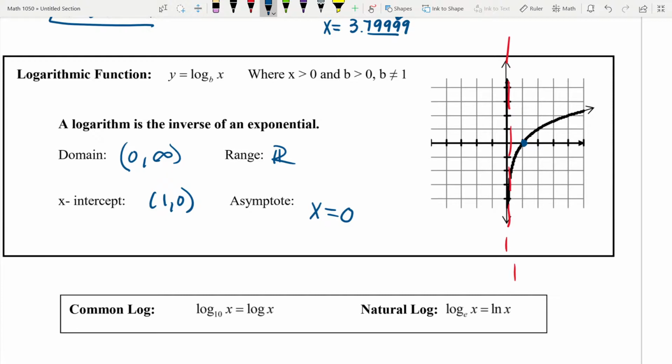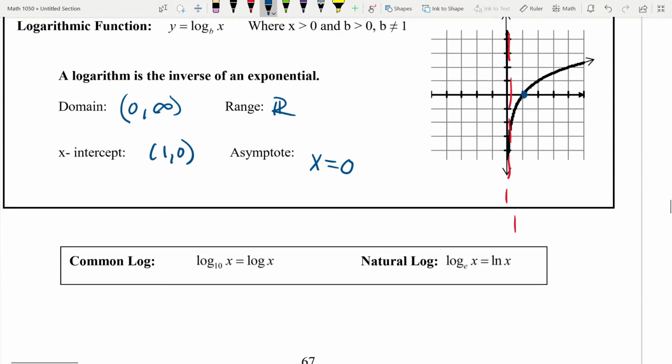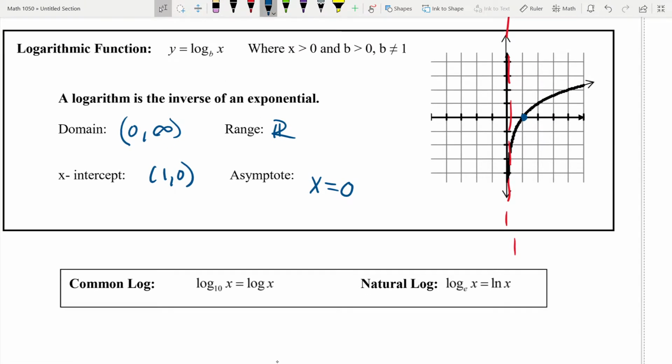Sometimes, listen to this awesome trick. Sometimes people get confused about asymptotes. So an exponential has a horizontal asymptote. A log has a vertical asymptote. Look how easy. Log begins with the letter L. L is vertical. So a parent log has a vertical asymptote. So you can always remember that way. Only if it's a parent though, okay?